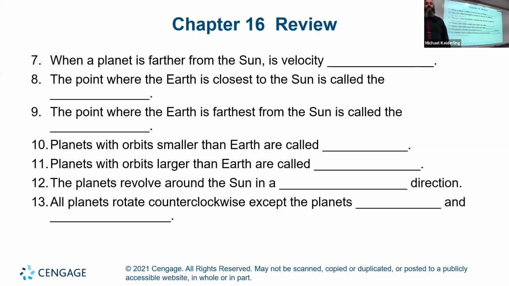Planets with orbits smaller than Earth are called inferior. Planets with orbits larger than Earth are called superior. Planets all revolve around the sun in a counterclockwise direction from above the North Pole. They all revolve in the same direction. If you're looking down from the north, it's counterclockwise. All planets rotate counterclockwise except for Venus and Uranus.